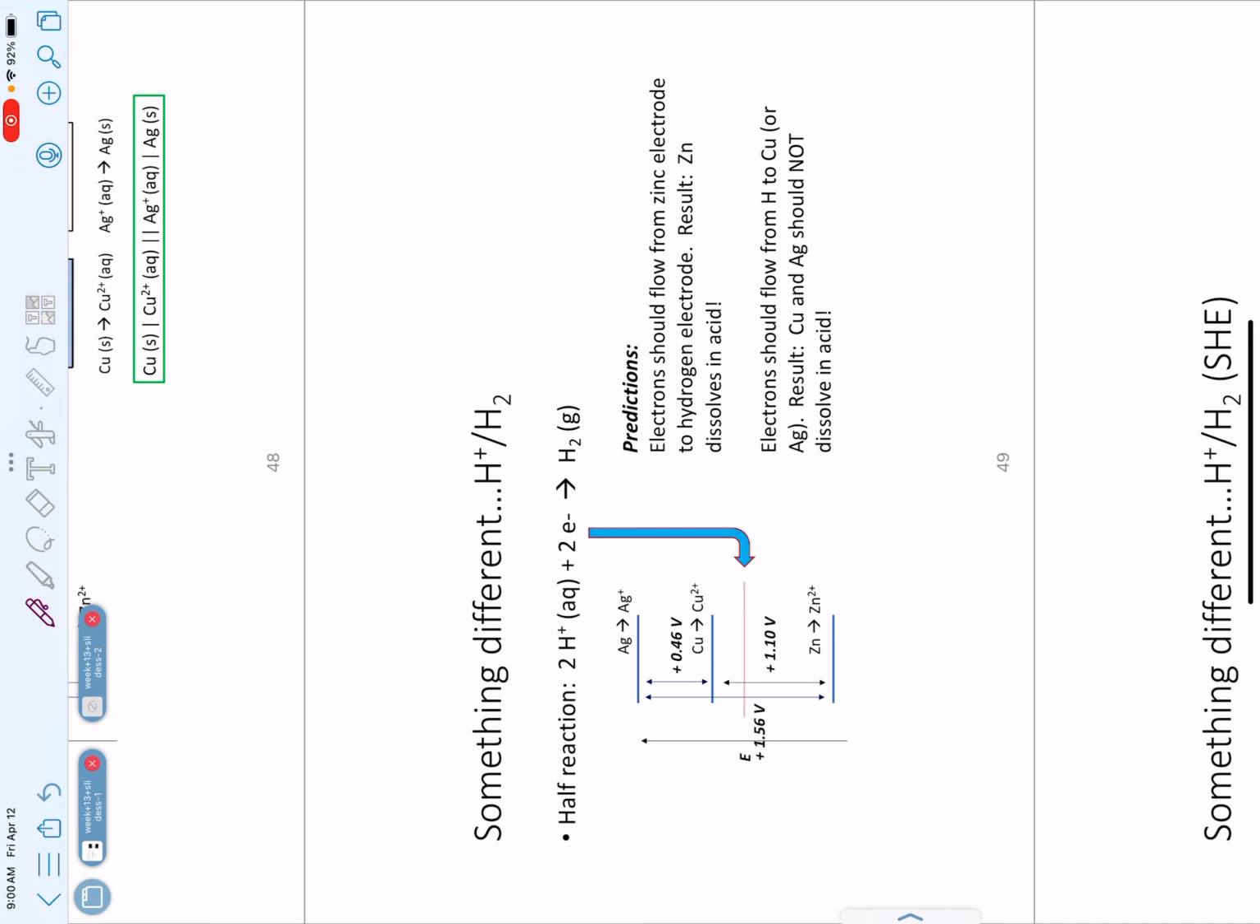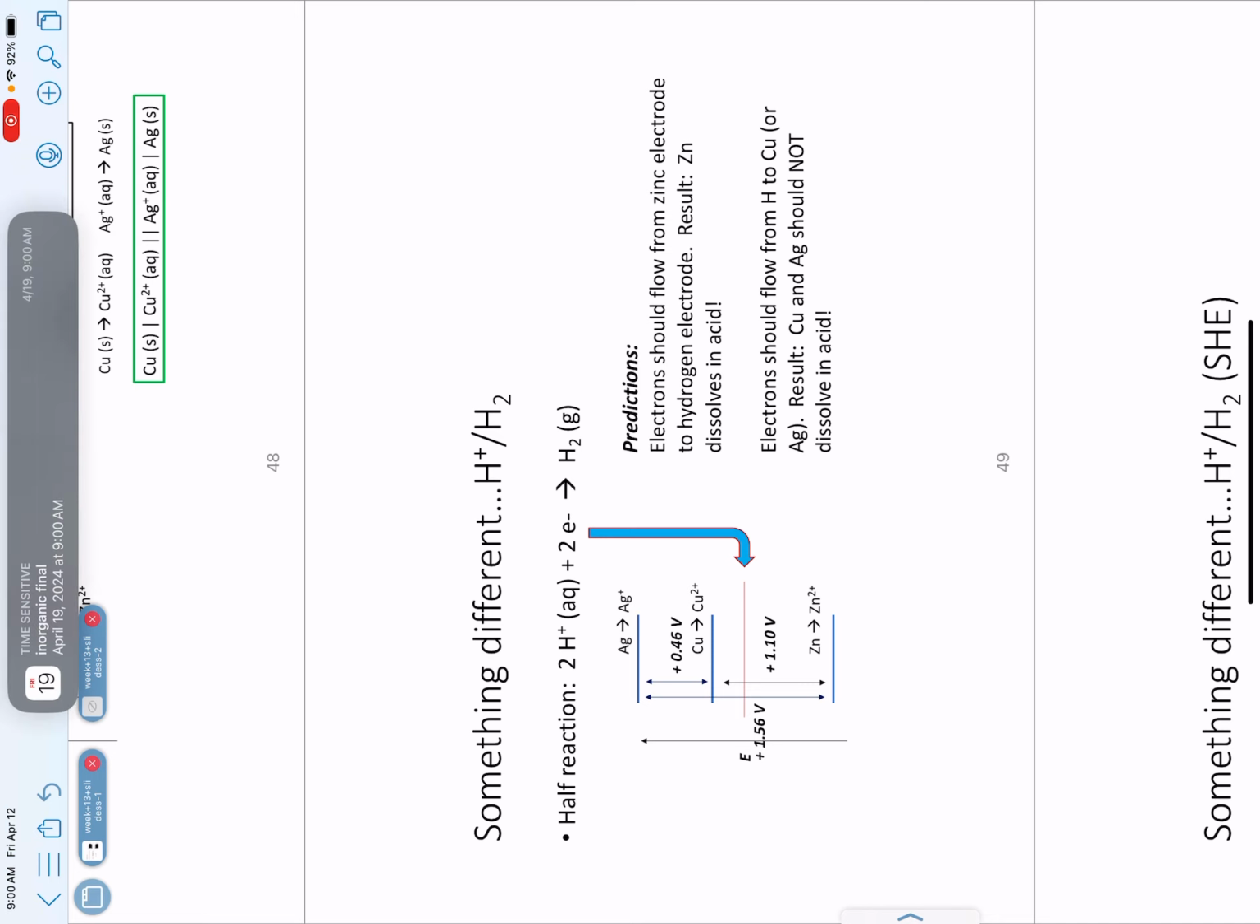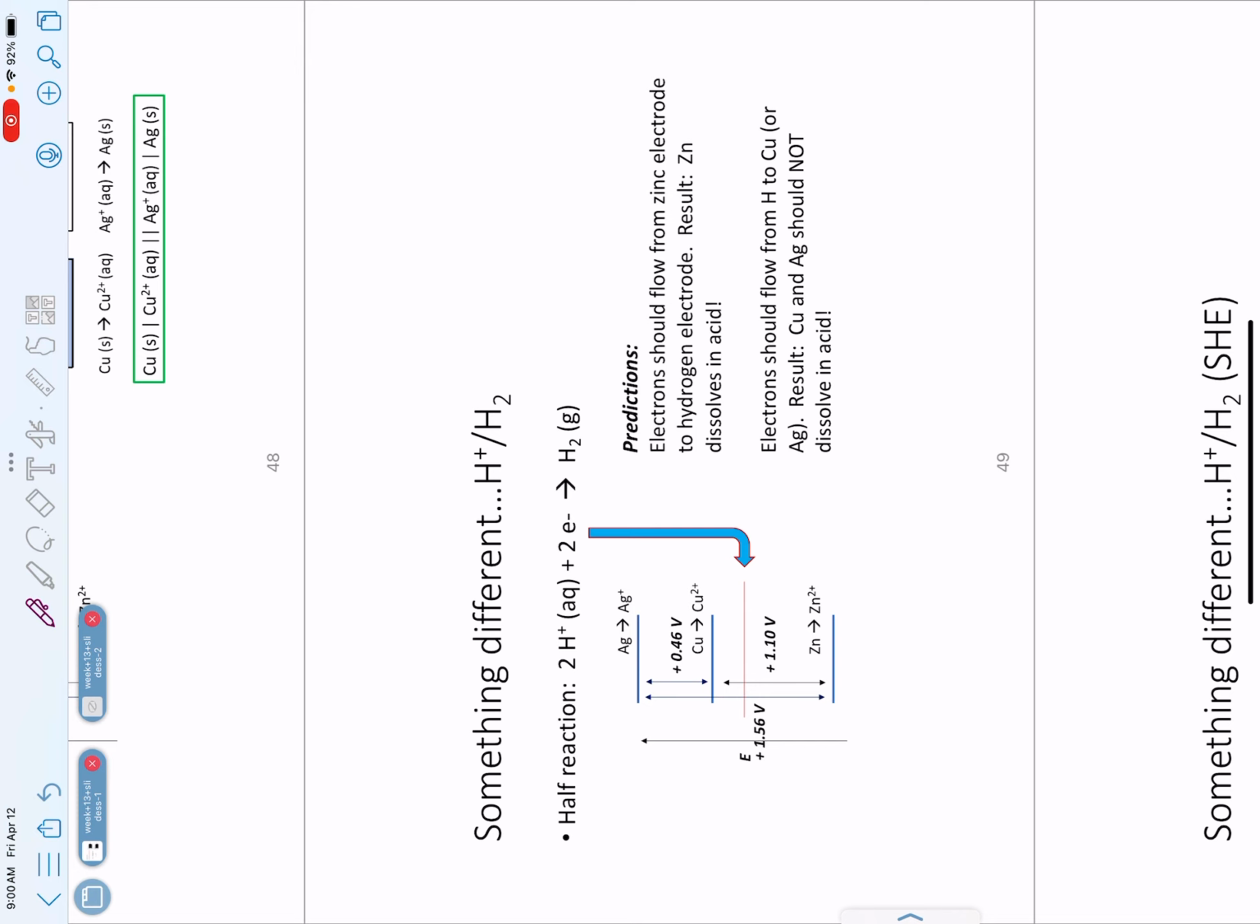What does this tell us? Well, it gives us some idea about how reactions want to occur. Zinc wants to give away electrons. Zinc wants to be a reductant. In essence, what happens is if I put zinc in acid, it's going to dissolve and turn into zinc ions, and I'm going to make hydrogen gas.